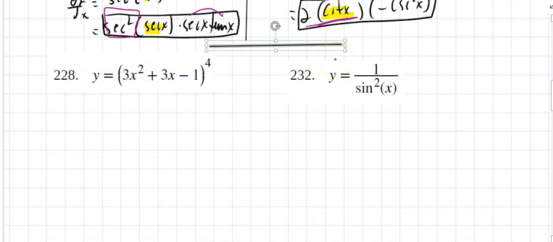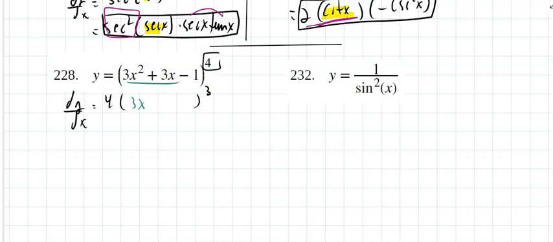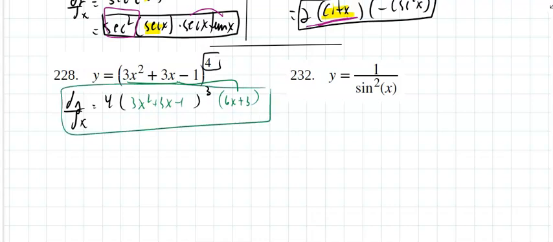So let's try it. If I want to take a derivative of this with respect to x, the outsidemost function is a 4th power. Well, bring the power down, subtract 1 from the power, of whatever that is, times the derivative of that, which is 6x plus 3. And if you're not seeing it, let's do it.